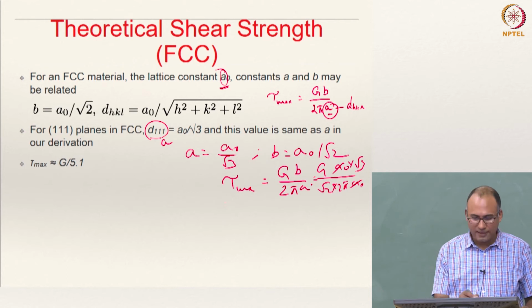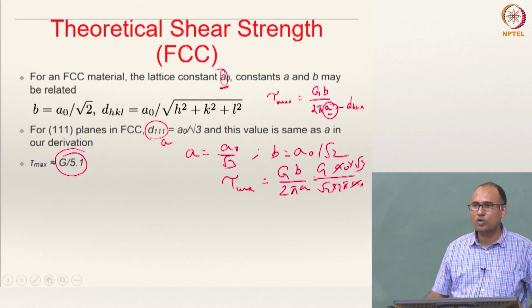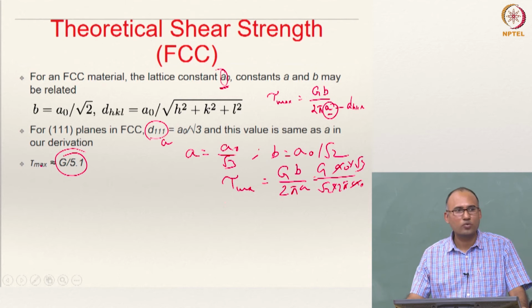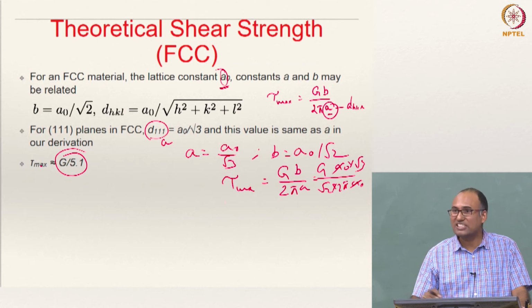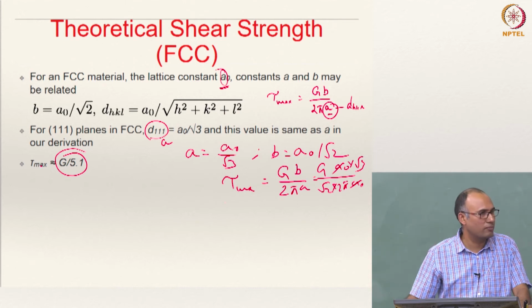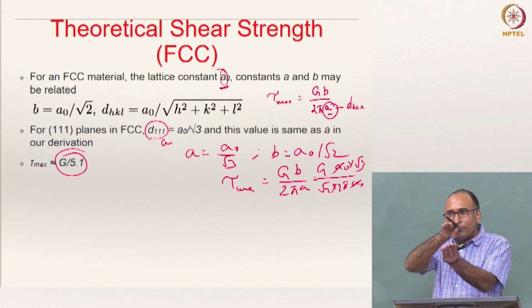a0 gets cancelled, and then eventually you get tau max equal to G by 5.1, right? You are getting tau max equal to G by 5.1. So that is your theoretical shear strength of the material. That is when the bond will be broken.